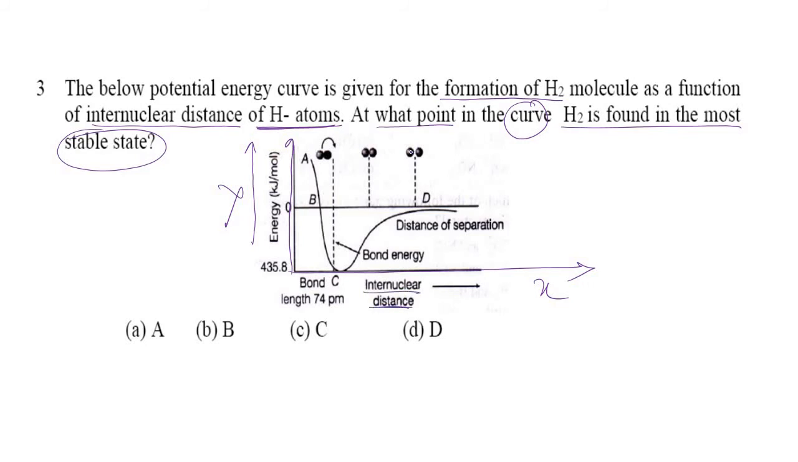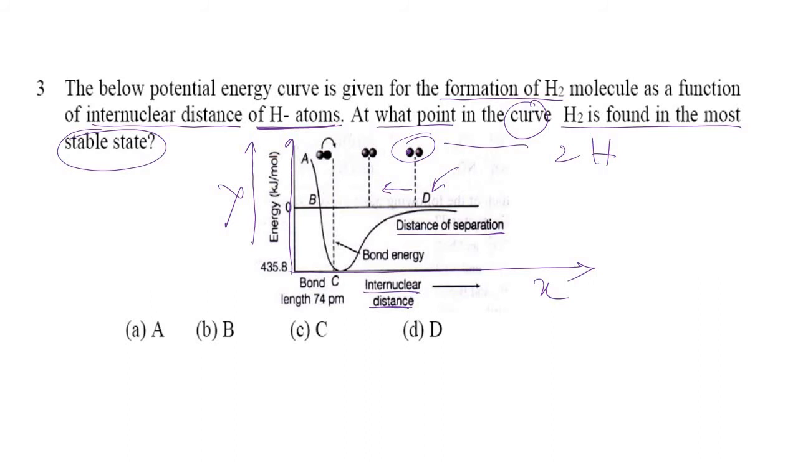If you see these two dots, which are nothing but two hydrogen atoms, that is the distance of separation. It means they are far from each other, and that is called point D. At point D, when the two hydrogen atoms are far apart, there is no formation of a hydrogen molecule, right? If they move in this direction, they are coming closer to each other, and coming closer means overlapping is possible.